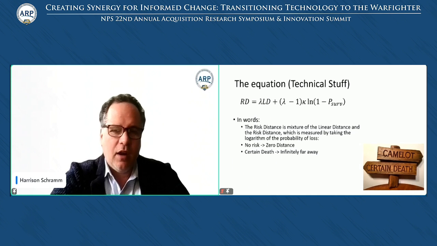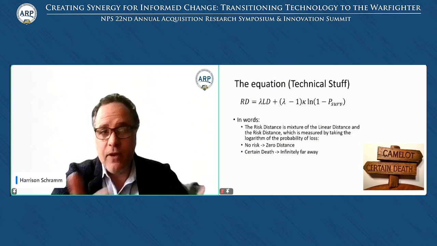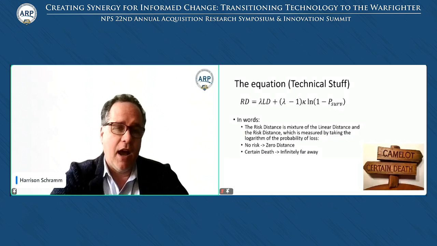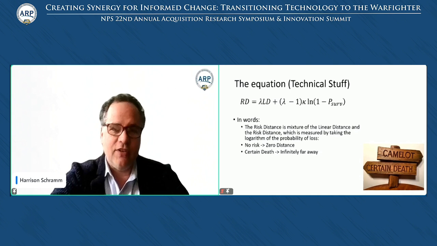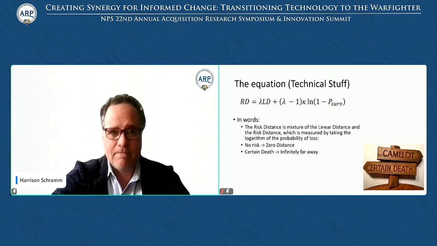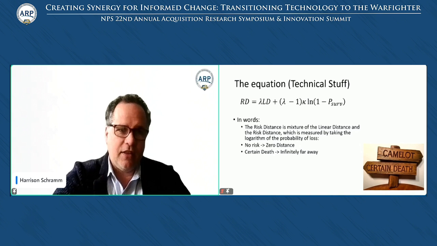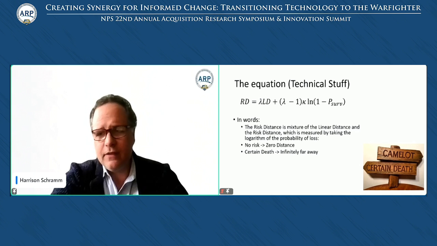A risk calculation, no matter how you do it, should have the following favorable properties. If there's no risk of doing something, the distance should be zero. And if I'm facing certain death, it should be infinitely far away. So we've constructed this system to have those desirable properties. Next slide, please.